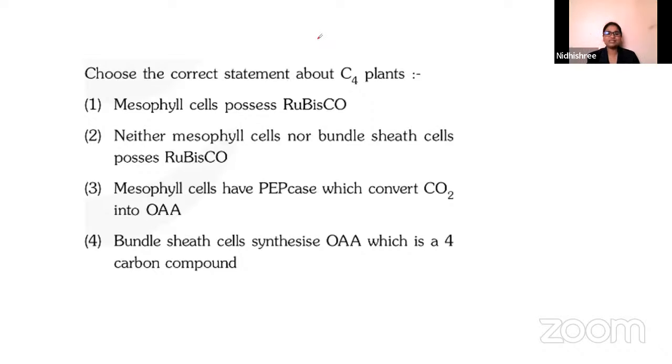So the correct statement about C4 plants, guys. Option A, mesophyll cells possess rubisco. Option B, neither mesophyll cells nor bundle sheath cells possess rubisco. Option C, mesophyll cells have PEP, which converts carbon dioxide into oxaloacetic acid. Option D, bundle sheath cells synthesize OAA, which is a 4-carbon compound. Yes, what is the answer? Be fast.